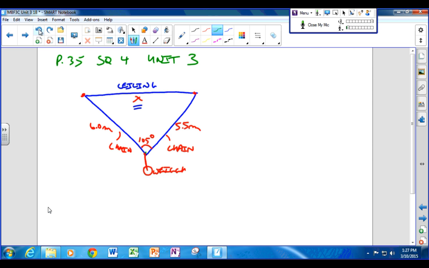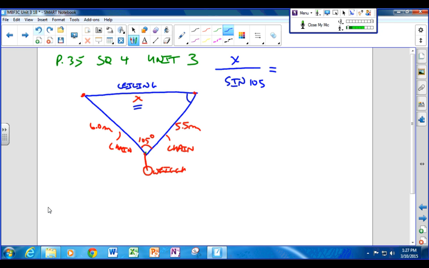So what's our next thing? Well, can we use the law of sines? Would the law of sines actually help us? Well, it would help us if we had one of these angles. The problem is that we have one angle, and it's across from an unknown. So if I were to say x over the sine of 105, that's great, right? But here's the problem.